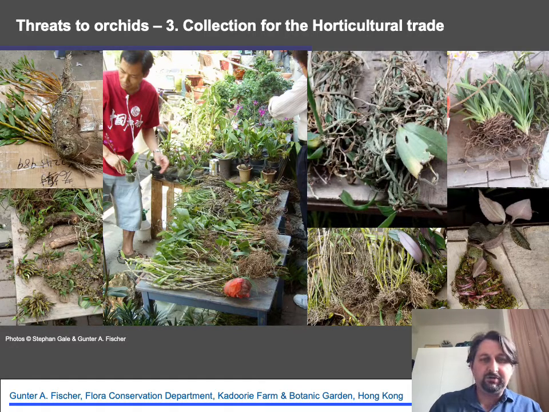Then they are brought to trade hubs and sold in larger quantities, either overseas directly or to local nurseries which cultivate the plants and make them look like propagated, and then they're traded as cultivated plants, but actually they're still taken from the wild. So there's a lot of laundering in this way going on in the region, and a lot of the showy species have become really rare in the wild now.